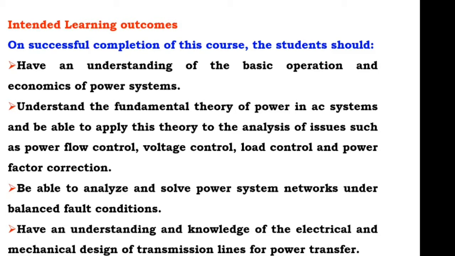Now, I was saying that these are our intended learning outcomes for this module. From this slide, you can see there are basic operation and economics, the issues of power control, voltage control, load control, and power factor correction, analysis of a faulty system for balanced fault conditions, understanding of the mechanical and electrical design of transmission lines, and understanding of the application of underground cables for transmission as well as distribution. These are the outcomes of this module, which means we need to learn all of them, and the questions in tests will be set from them.